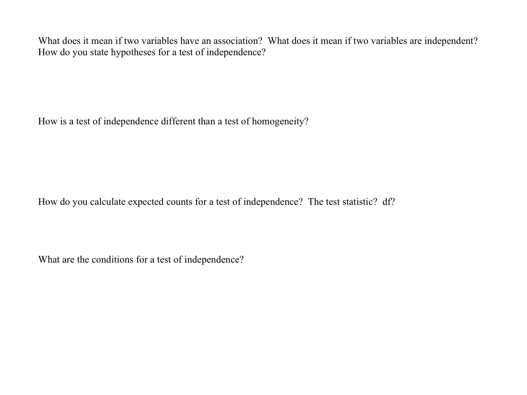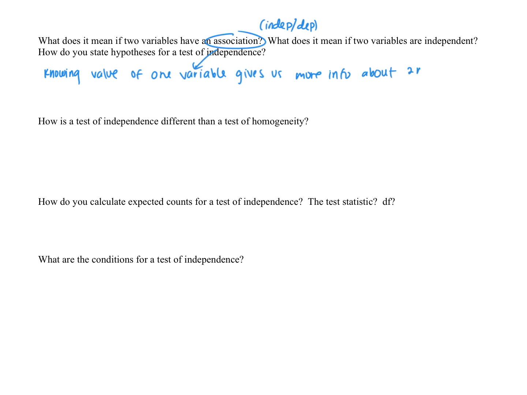We're going to answer these questions briefly, and then you're going to do an example that I'm going to start you out with. What does it mean if two variables have an association? So, association, or sometimes saying they are independent or dependent, what that means is knowing the value of one variable gives us more information about a second variable.